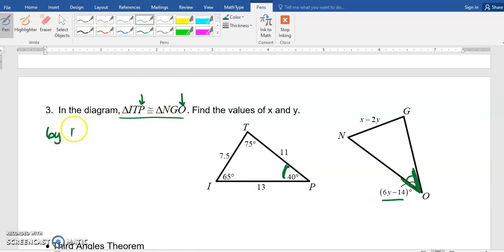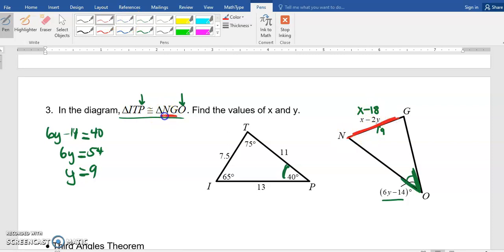So the 6y minus 14 has to equal 40. When I add 14 to both sides, then y equals 9. Okay. Now, here's what I can do. Now I can replace this y with a 9, and 2 times 9 is 18. I can just make that x minus 18 instead of x minus 2y. And that is on segment NG.